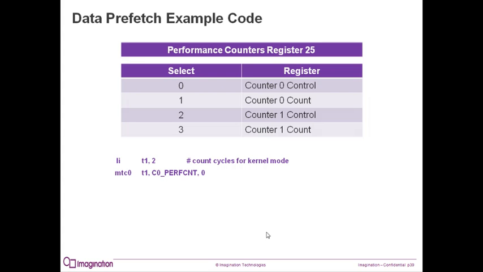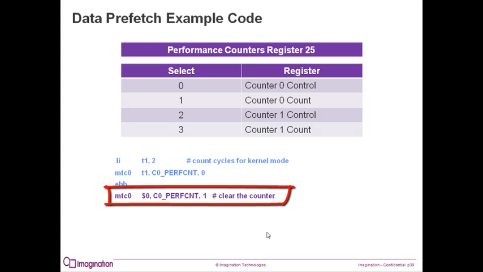I want to count cycles. Writing a 2 to the performance counter 0's control register programs it to count cycles. I do this by loading a 2 into register T1 and using the move to coprocessor 0 instruction to move to coprocessor 0 register 25 select 0. I use the EHB instruction to ensure the register is written before I go on. Then I clear the count in the performance counter by moving register 0 to coprocessor 0 register 25 select 1.